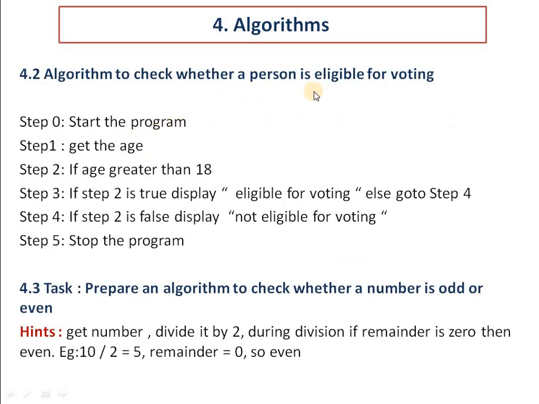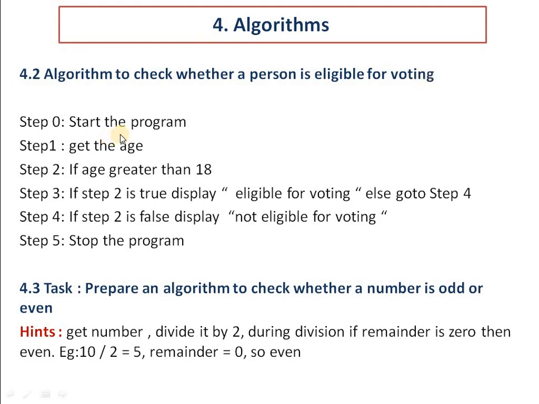Algorithm to check whether a person is eligible for voting or not. Okay, so I am thinking voting in India. For voting, a person should be more than 18 years old. So I have to get the age. If the age of a person is greater than 18, he is eligible for voting. If the age is less than 18, he is not eligible, right?